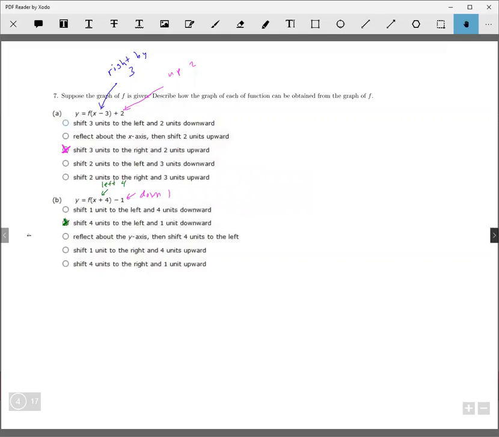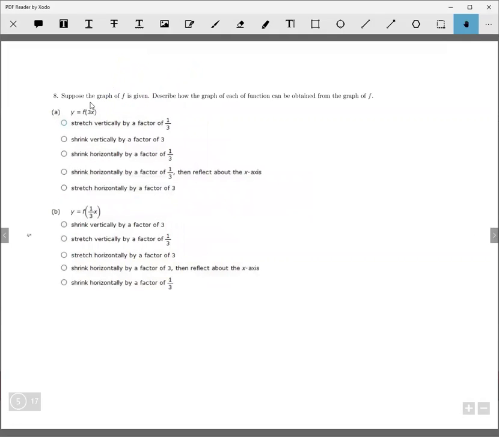Okay, now this brings us to something else that happens. Here they have a 3x. Multiplying by 3 has a different effect. It doesn't shift it. Multiplying by 3 is either going to shrink it or stretch it.